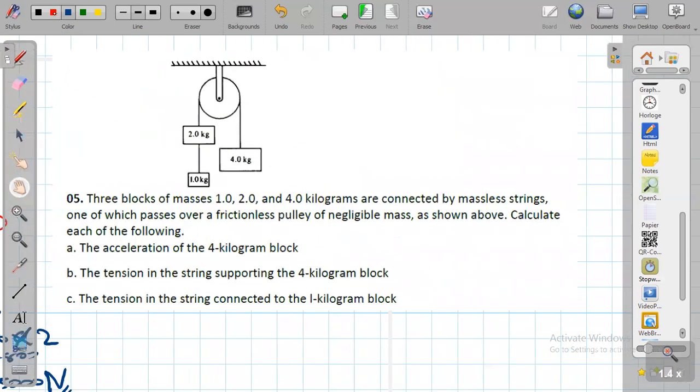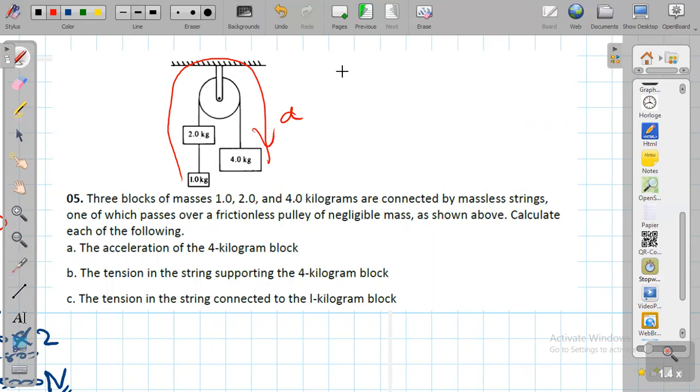Right. This is the extension of the same question. Three blocks of mass 1 kg, 2 kg, and 4 kg are connected by a massless string, one of which passes over a frictionless pulley with negligible mass. As shown above, calculate each of the following. The acceleration of the 4 kg block. It's not only the 4 kg, children, it's all of them. You can see that the greatest acceleration is towards the right hand side.